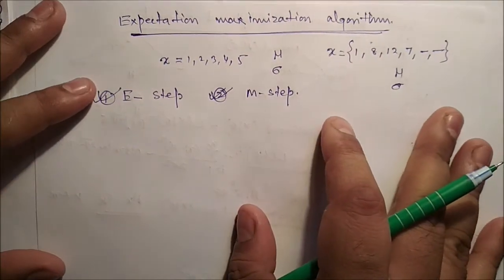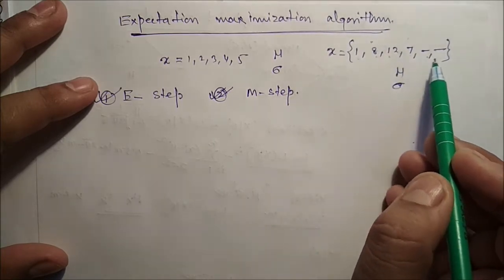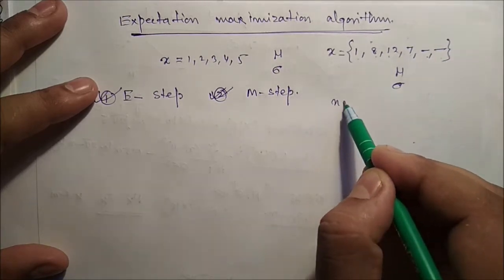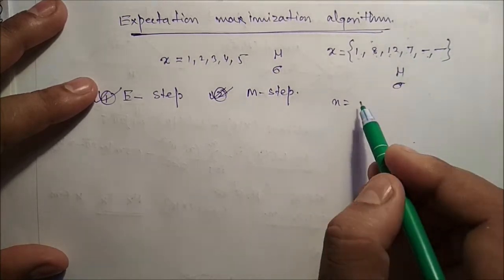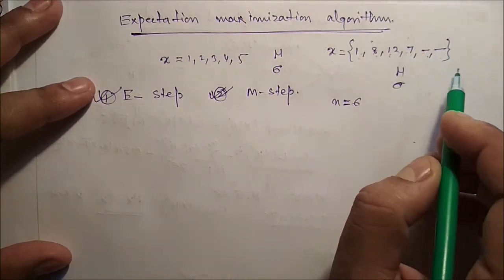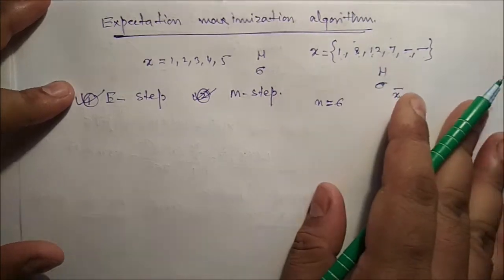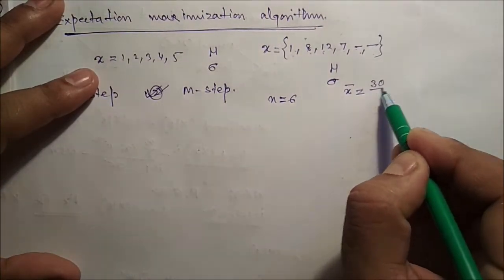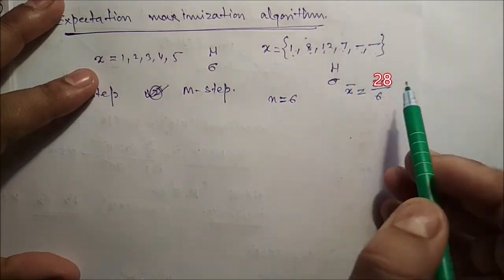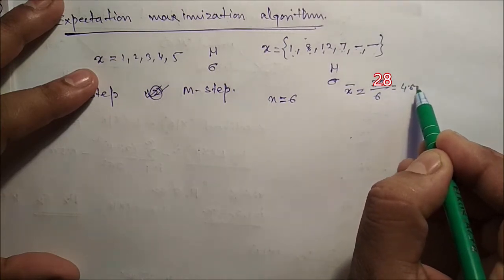Suppose we have data x equal to 1, 8, 12, 7 and these two data are missing. So in total how many data are there? n is equal to 6, including two missing data. First of all, we calculate the mean. The sum is 1 plus 8 plus 12 plus 7, which is 30, and 30 by 6 is 5, or about 4.67.